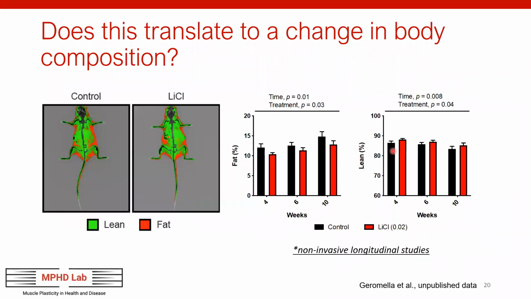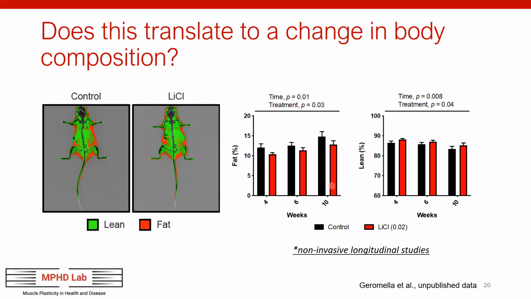And one of the things that we were wondering was, if there's an increase in energy expenditure, does this translate to a change in body composition? And here are some data that we've pulled up from the small animal DEXA. We've measured the mouse at 4, 6, and 10 weeks.